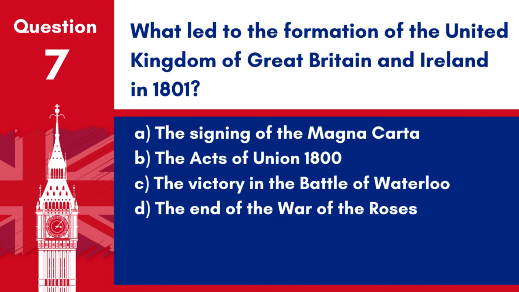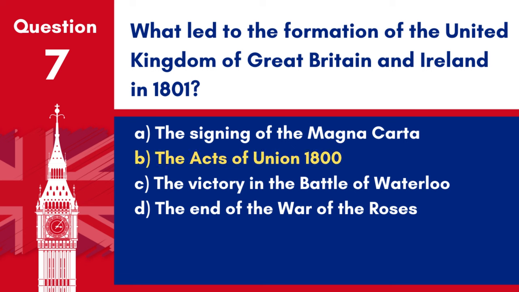Question 7. What led to the formation of the United Kingdom of Great Britain and Ireland in 1801? A. The signing of the Magna Carta. B. The Acts of Union 1800. C. The victory in the Battle of Waterloo. D. The end of the Wars of the Roses.